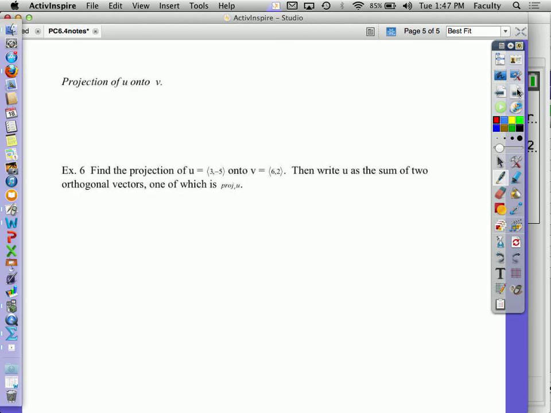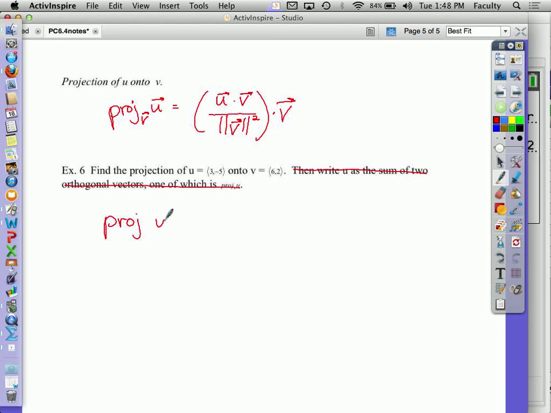So here's the formula. And again, what this formula is doing is it allows you to break it apart. You take the dot product divided by the magnitude of v squared times the vector v. The only thing I'm going to ask you to do on the next quiz is to find the projection of u onto v. So you're going to write that formula down on your index card.